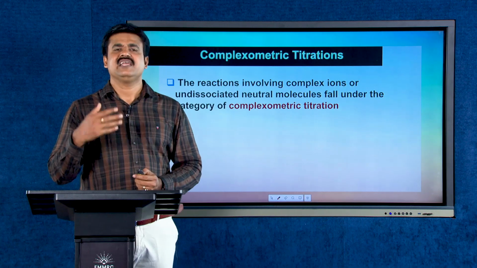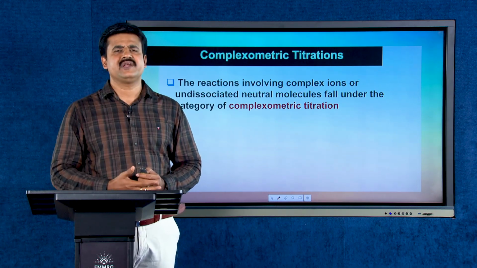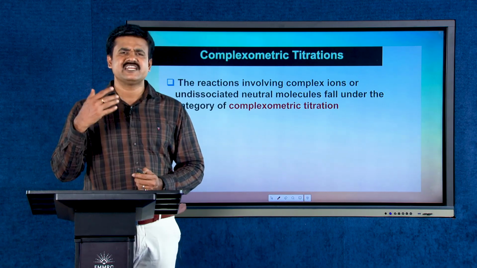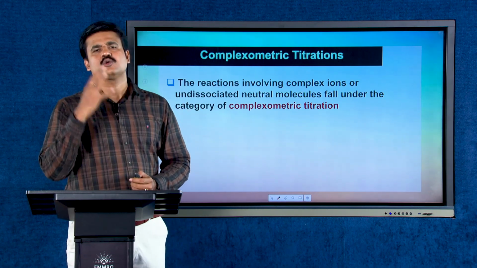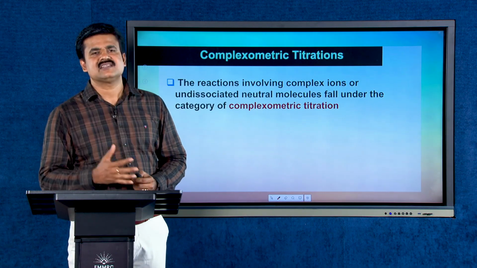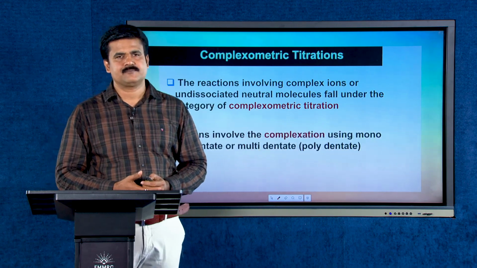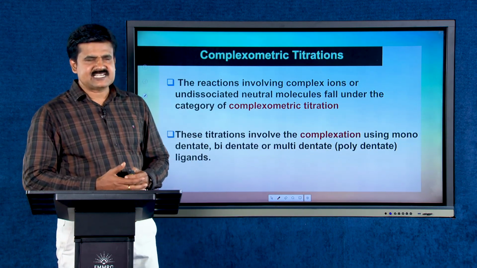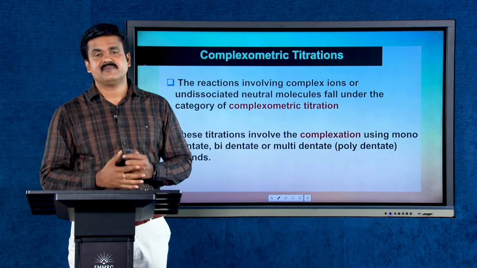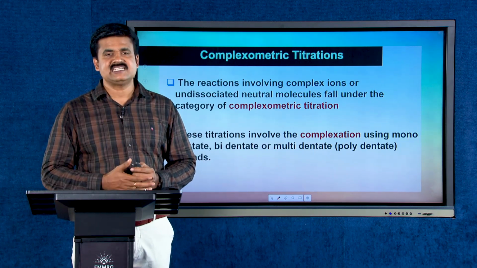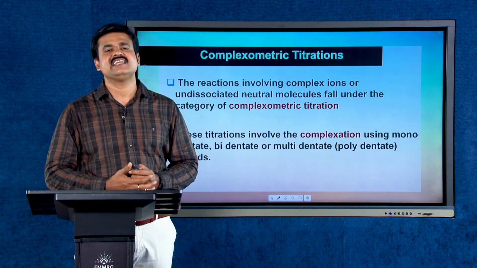So there is a category of compounds called coordination complexes, and you learn the very basic things associated with coordination chemistry and coordination compounds in your +2 classes. So this complexometric titration involves the formation of complex ions or undissociated molecules. These titrations involve complexation, that is coordination complex formation, using monodentate, bidentate or multidentate, or simply polydentate, ligands.